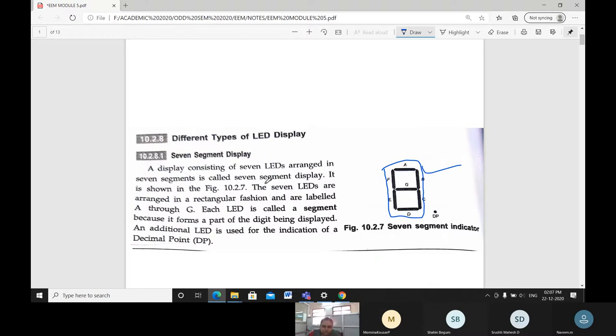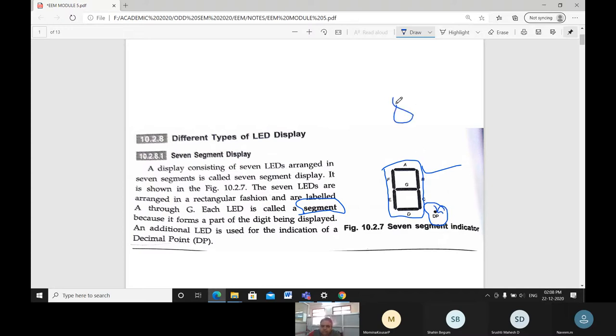It shows the inversion figure. The 7 LEDs are arranged in a rectangular fashion and are labeled from A to G. Each LED we call a segment because it forms a digit, the character is going to be displayed based on that. An additional LED is there, indicating a decimal point.